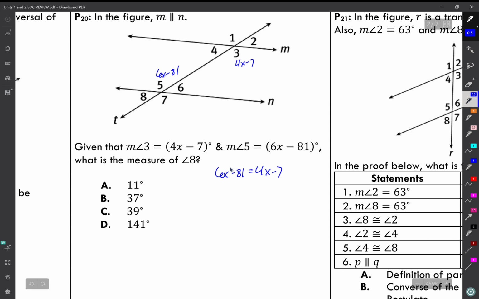Subtract 4x from both sides. Add 81 to both sides. 81 minus 7 is 76. So x is equal to 30. Oh, what did I do wrong? I did some subtraction wrong. Give me a second. It's 74, not 76 right here. That's why. So this will be equal to 37 degrees.